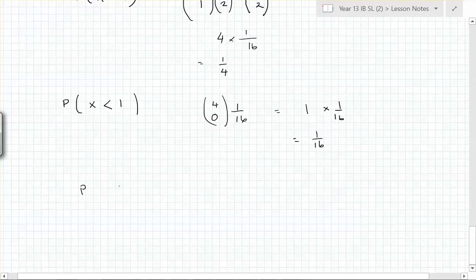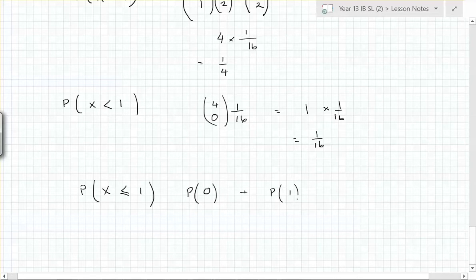If we then look at the probability that there are less than or equal to 1 success, well, that's the probability of no successes plus the probability of 1 success. And we happen to have already done both of those now. So we've got 4 out of 16 for part A and 1 out of 16. So the answer will be 5 out of 16. Okay?